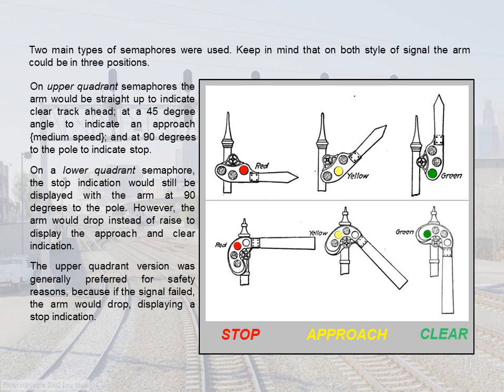On a lower quadrant semaphore, the stop indication would still be displayed with the arm at 90 degrees to the pole. However, the arm would drop instead of raise to display the approach and clear indication. The upper quadrant version was generally preferred for safety reasons because if the signal failed, the arm would drop, displaying a stop indication.